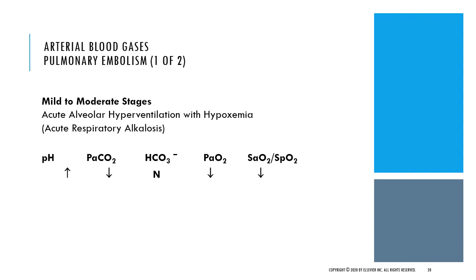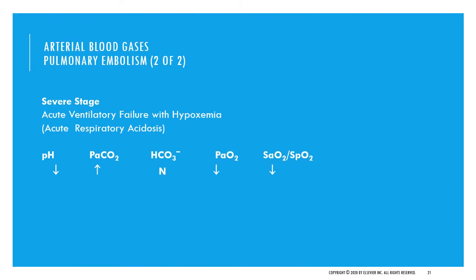Arterial blood gases can range from acute respiratory alkalosis with hypoxemia, in the severe stage, to acute respiratory acidosis with severe hypoxemia.